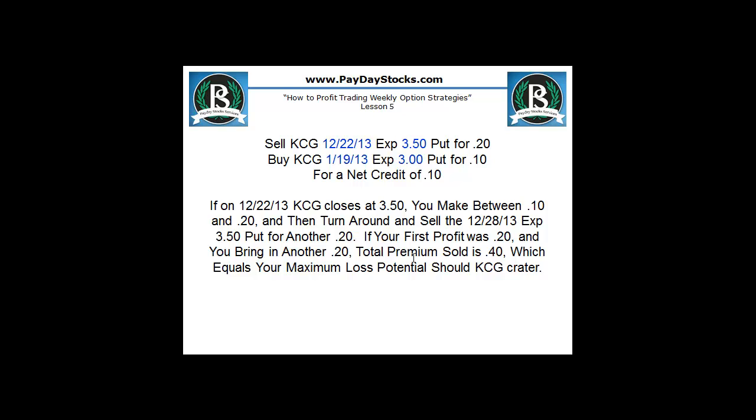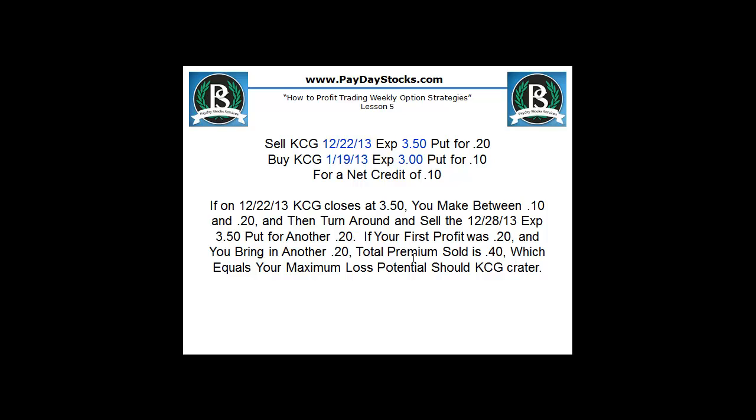So we get the second sell. We've brought in 40 cents premium at this point. And on the expiration of 12/28, if that expires, that means we've brought in 40 cents. And if we sell another one, we cannot lose with that one, period, even if we hold on to the long put until expiration and it expires worthless.